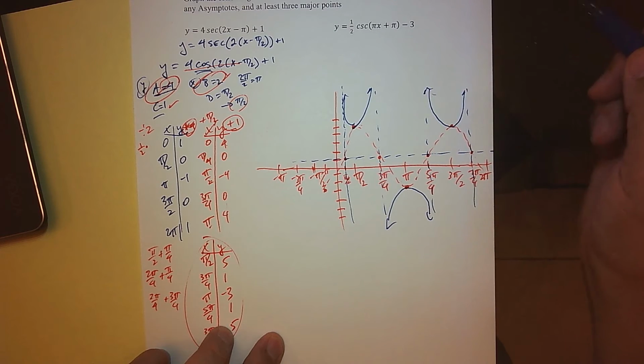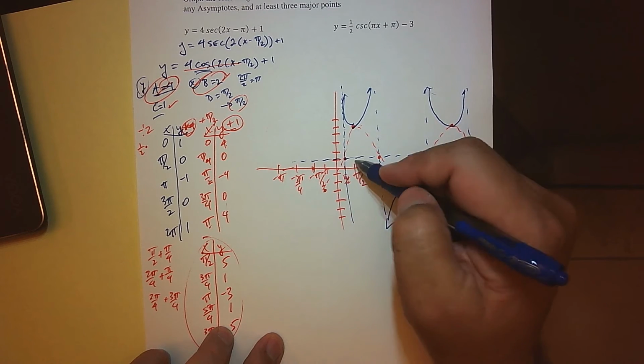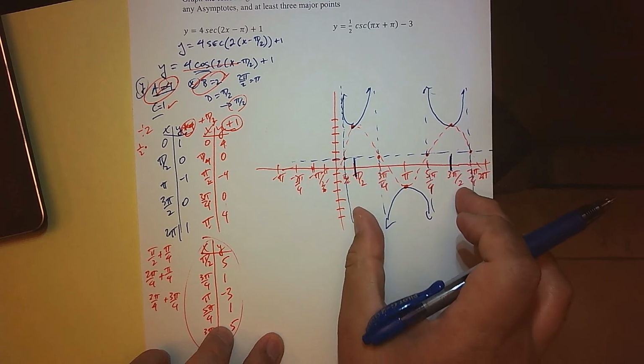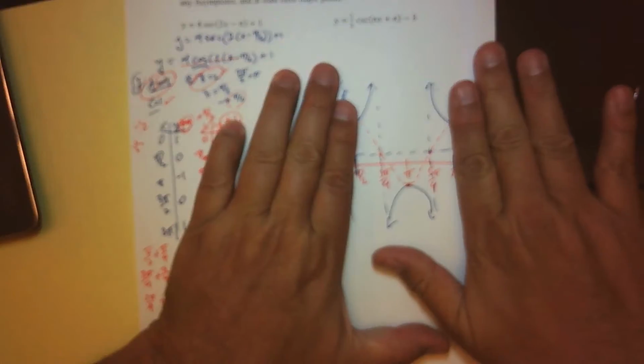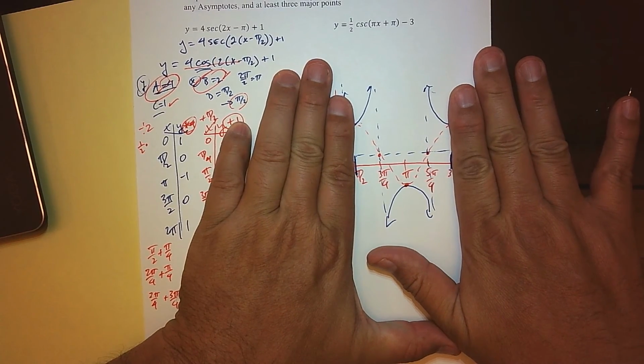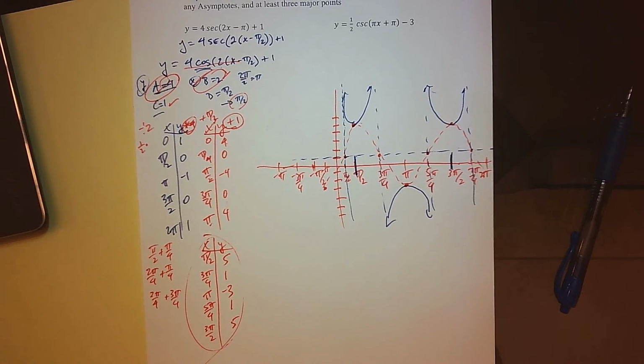And so there you go. There's pretty much one from pi over 2 to 3 pi over 2. There's basically what our classic secant graph looks like. Of course, if you wanted more, you just keep repeating that. But that's all we got to do.